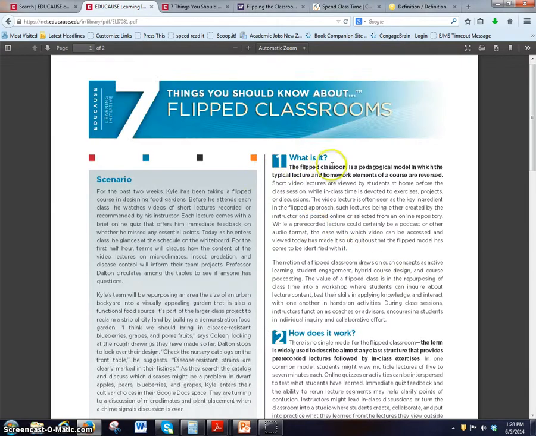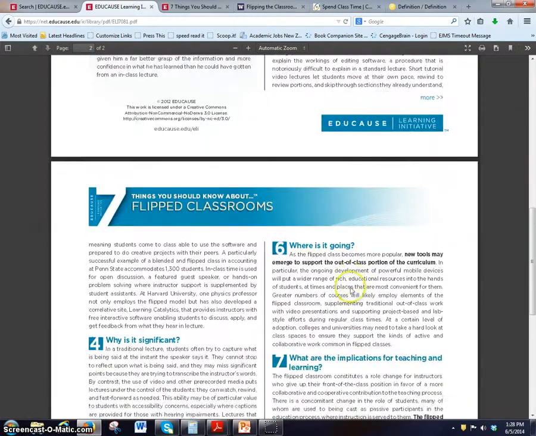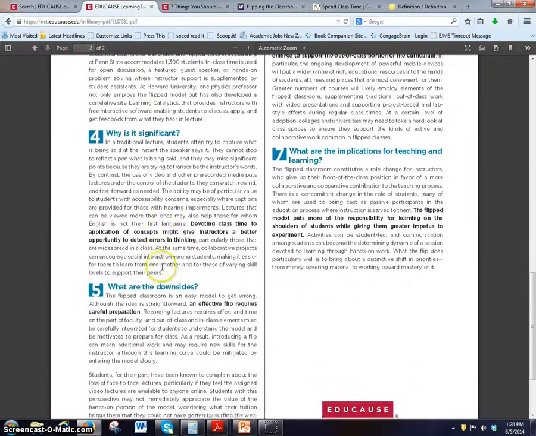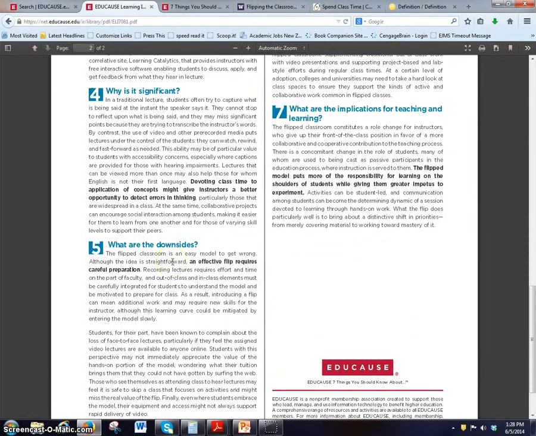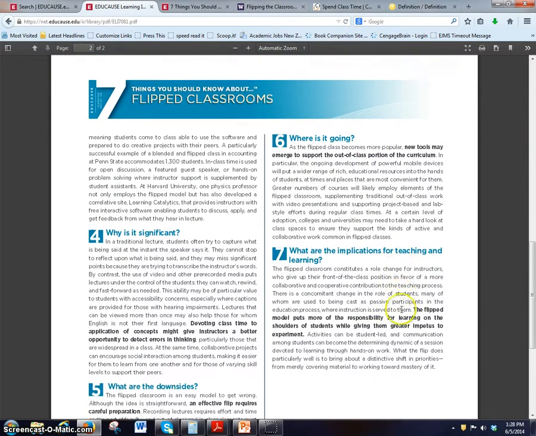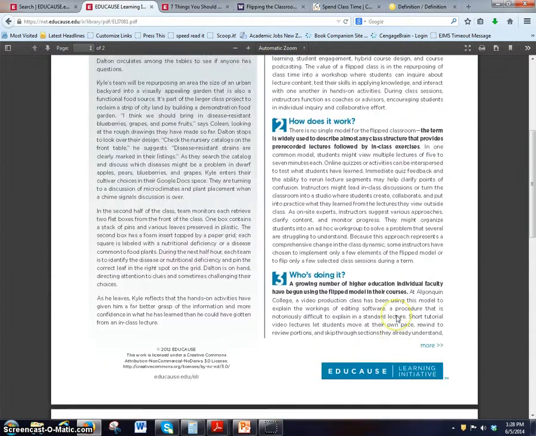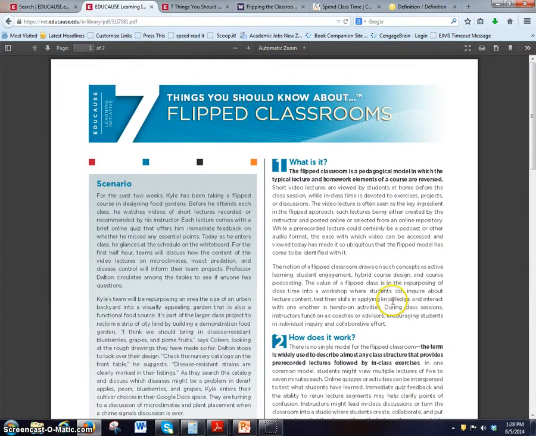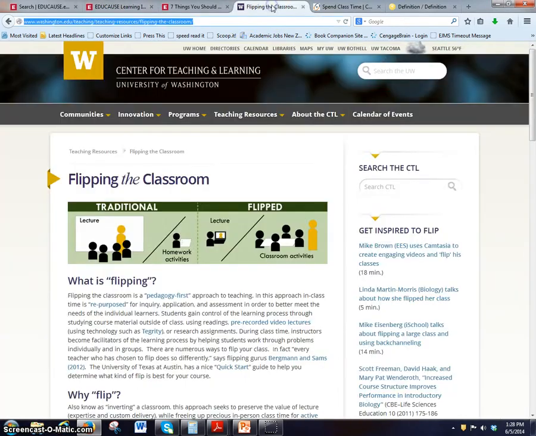And I really like these because it gives you a little scenario. It talks about what it is, how it works, who's doing it, why it is important, what the downsides are, and where they think it's going in the future and what the implications are for teaching and learning. So I think that's a really good, quick, down and dirty example and some background.